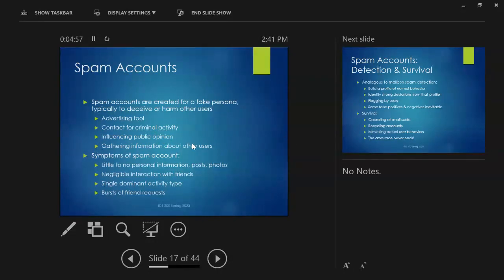Or finally, gathering information about other users, right? One of the things you can do with a fake persona is gather information about people, just for social engineering attacks.